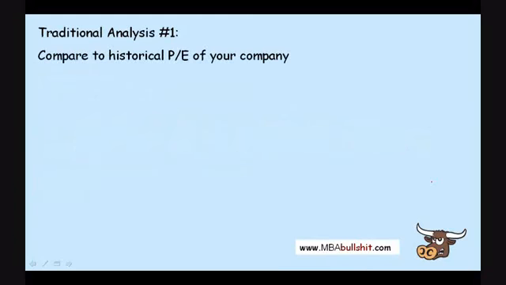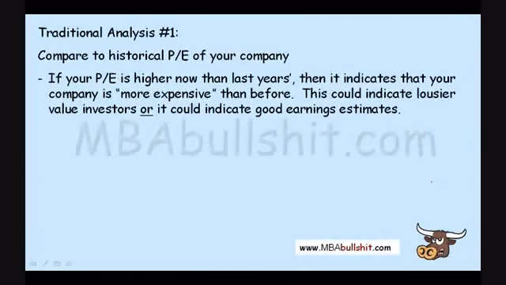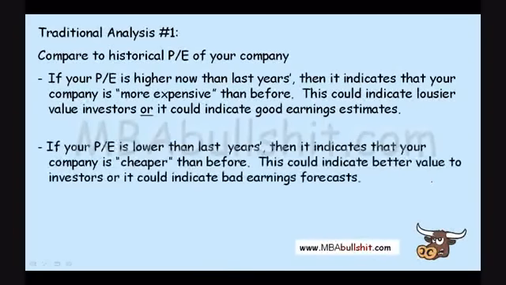Okay, now how do we analyze the price earnings ratio traditionally? The first is to compare the historical price earnings ratio of this company with the price earnings ratio now. So if the price earnings ratio is higher now than in the previous years, then this indicates that the company is more expensive now than before. This could indicate lousier value for investors, or it could indicate good earnings estimates in the future, and that's why it's selling expensive. Now, if the price earnings ratio is lower than in previous years, this indicates that the company is cheaper than before. So again, this could indicate better value to investors, or it could indicate bad earnings forecasts.